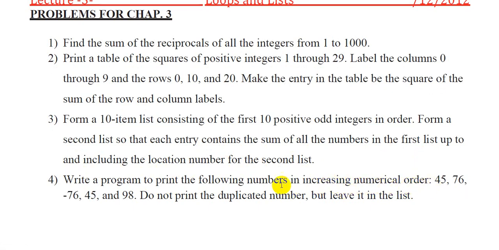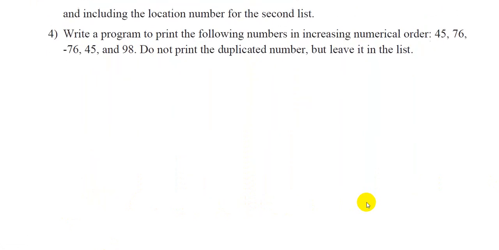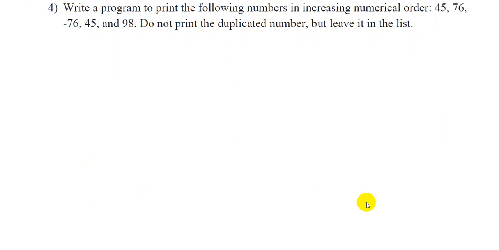Write a program to print the following digits in increasing numerical order: 45, 76, 76, 45, and 98. Do not print the duplicated amount, but leave them exactly by the list.